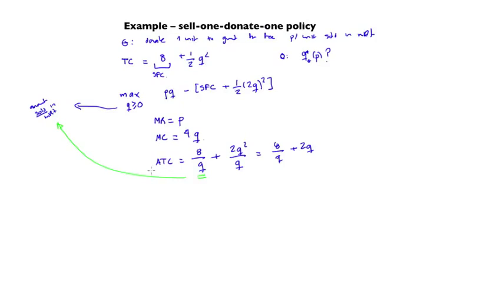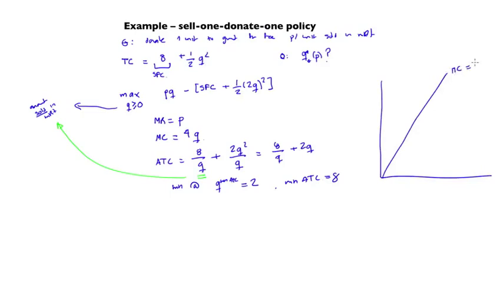Now, coming back to what the average total cost curve looks like, this curve has a minimum at Q minimum ATC equals 2. And by the way, the minimum ATC, if you substitute, is equal to 8. So to draw this for you, this is going to be a case in which the marginal cost looks like this, it's 4Q, and the average total cost curve looks like this. It takes its minimum value at 2, and the minimum value that it takes is 8.